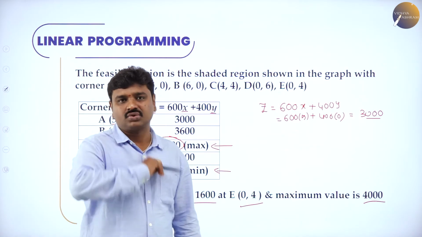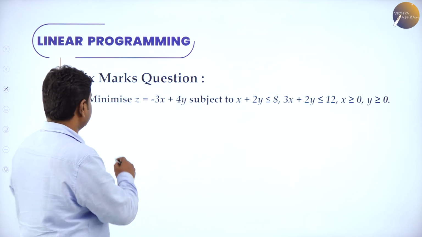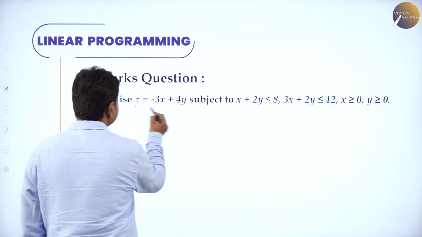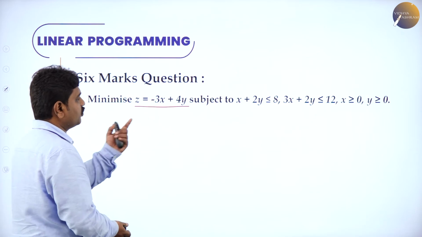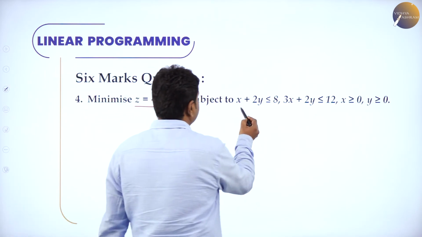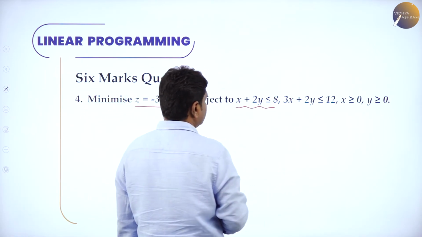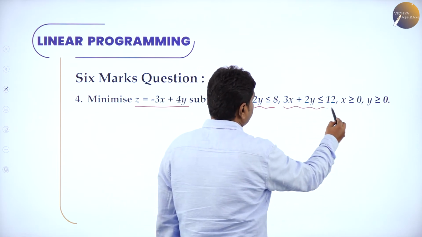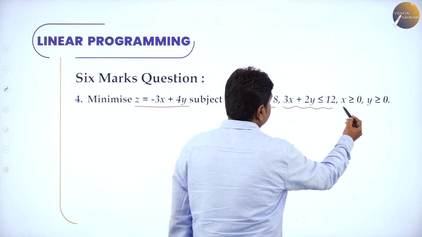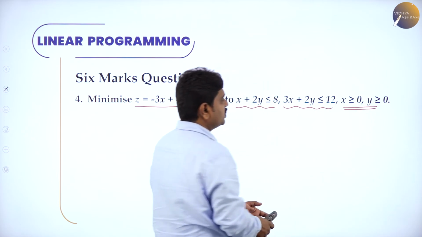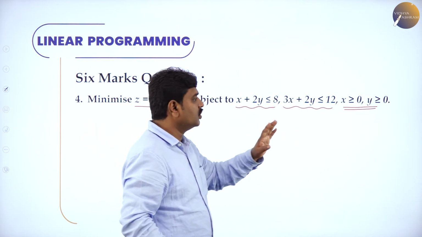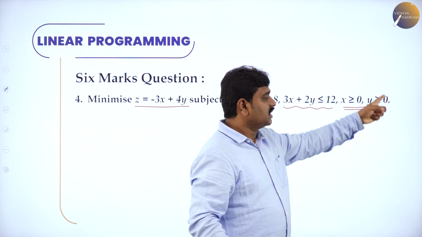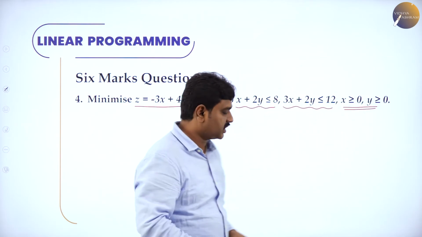I hope all of you understood this. Now similarly, we have the second question. Minimize z equal to minus 3x plus 4y, subject to the constraints x plus 2y less than or equal to 8, 3x plus 2y less than or equal to 12, x greater than or equal to 0 and y greater than or equal to 0. These two are the non-negative constraints. I told you, you don't need to plot these. This says that the graph should lie within the first quadrant.